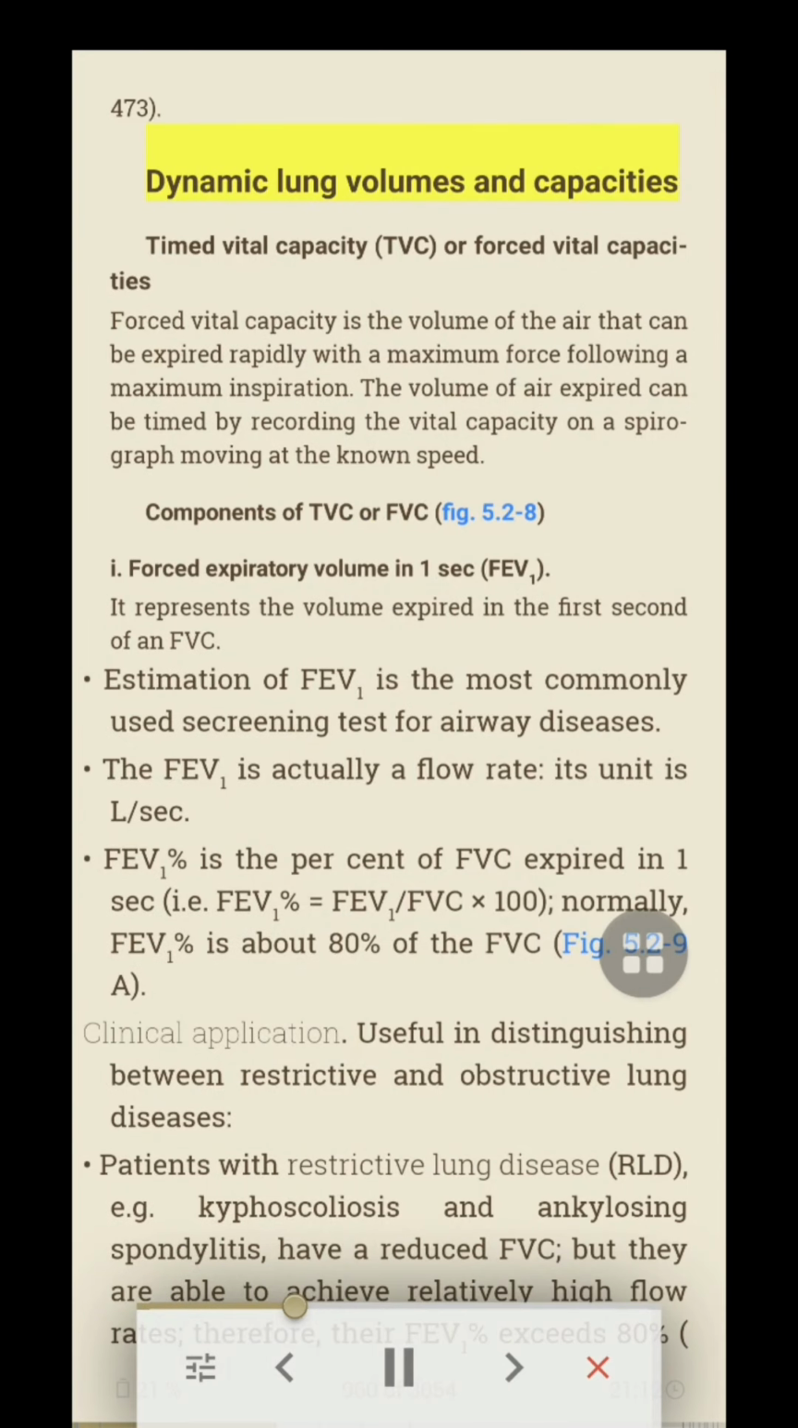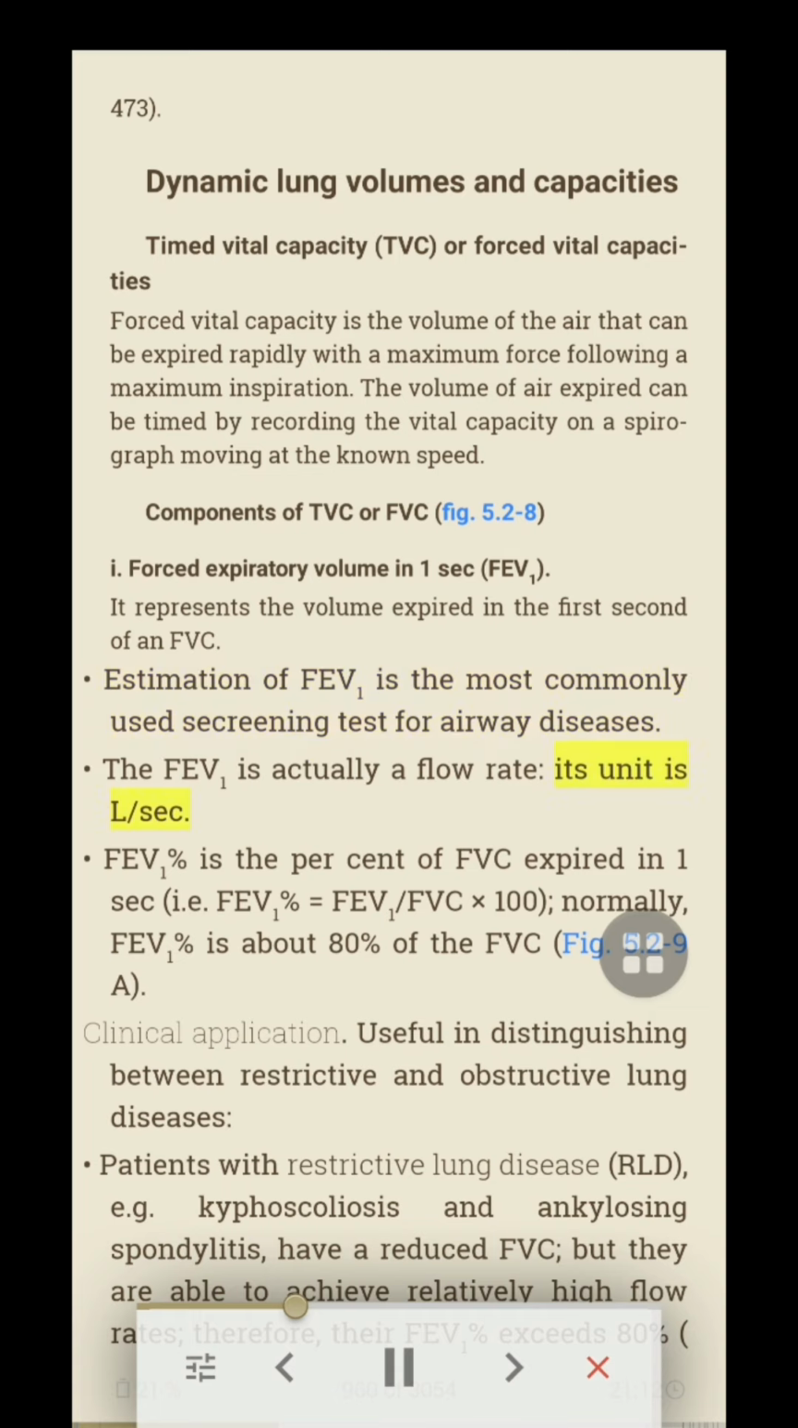Dynamic lung volumes and capacities. Timed vital capacity, TVC, or forced vital capacity. Forced vital capacity is the volume of the air that can be expired rapidly with a maximum force following a maximum inspiration. The volume of air expired can be timed by recording the vital capacity on a spirograph moving at the known speed. Components of TVC or FVC, Fig. 5.2-8. I. Forced expiratory volume in 1 second, FEV1. It represents the volume expired in the first second of an FVC. Estimation of FEV1 is the most commonly used screening test for airway diseases.